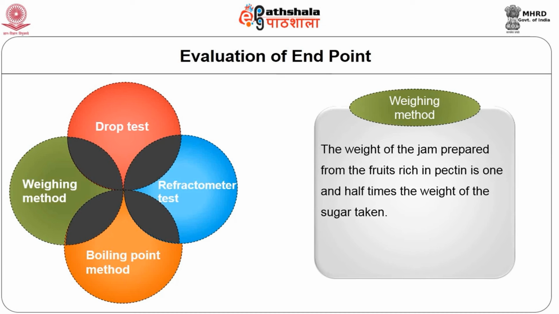The weight of the jam prepared from the fruits rich in pectin is 1.5 times the weight of the sugar taken. The disadvantage of this method is that weighing needs to be done frequently, which is practically time consuming and uneconomical, as heat energy is wasted during weighing.